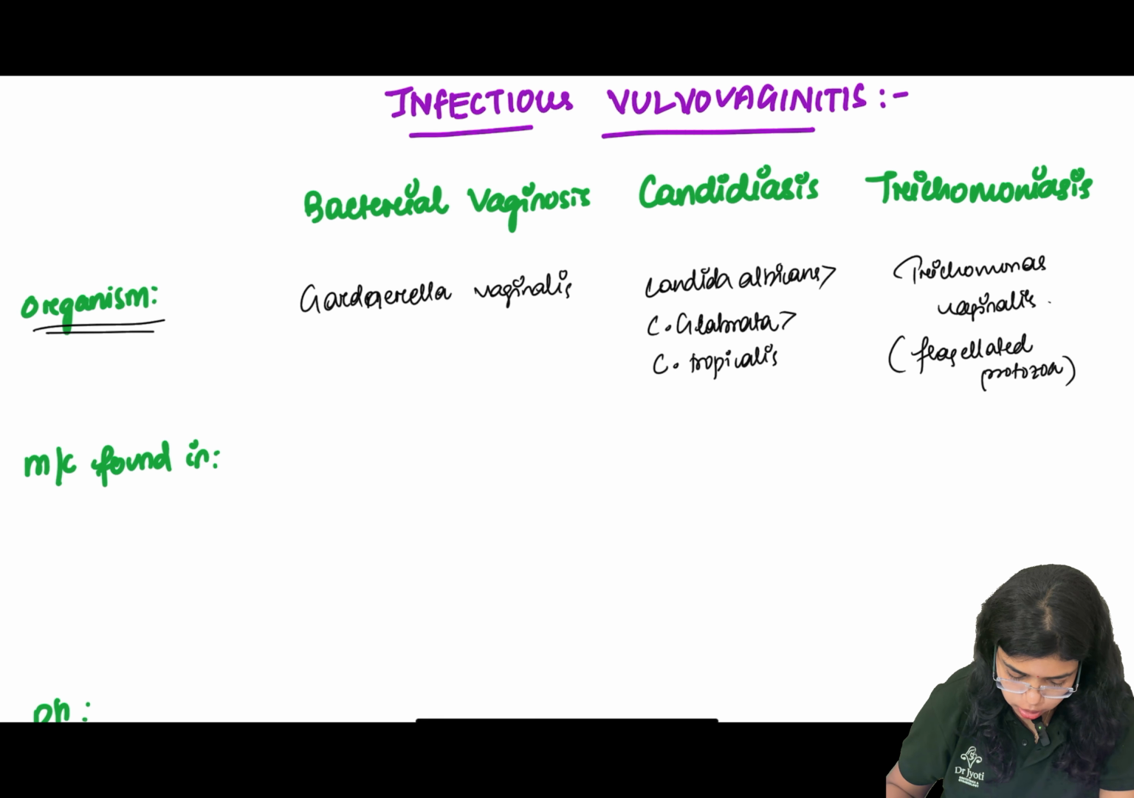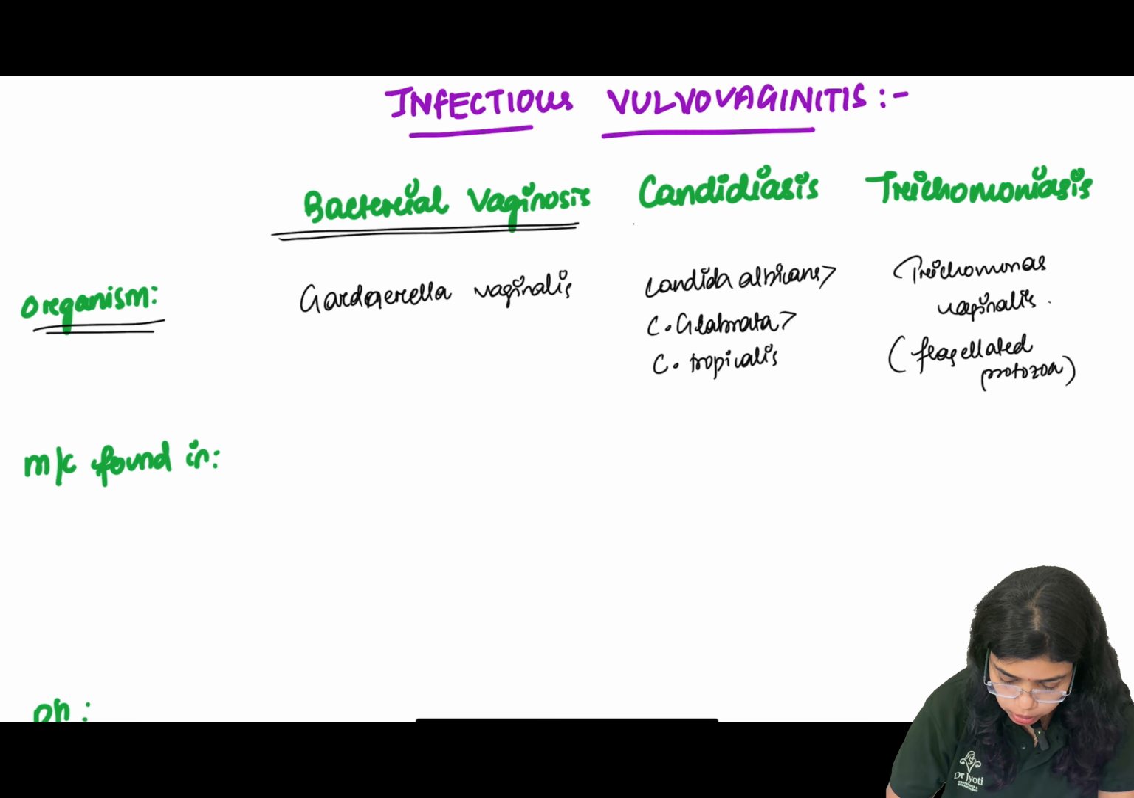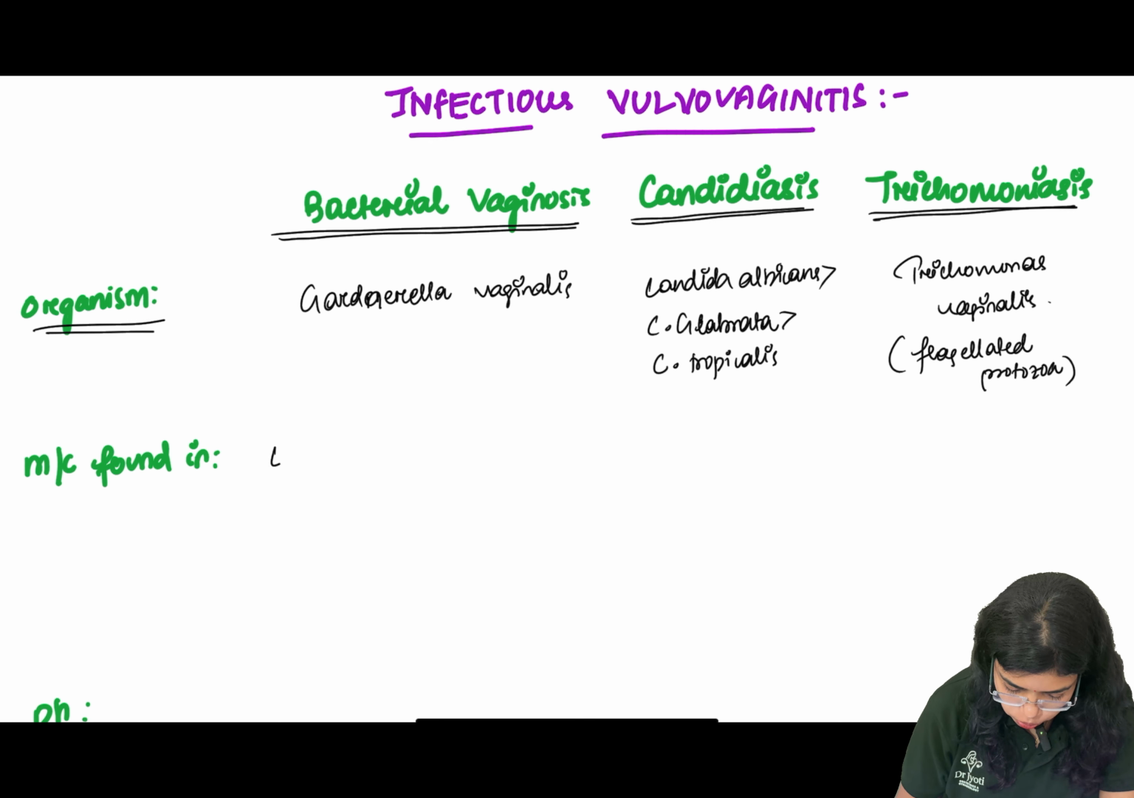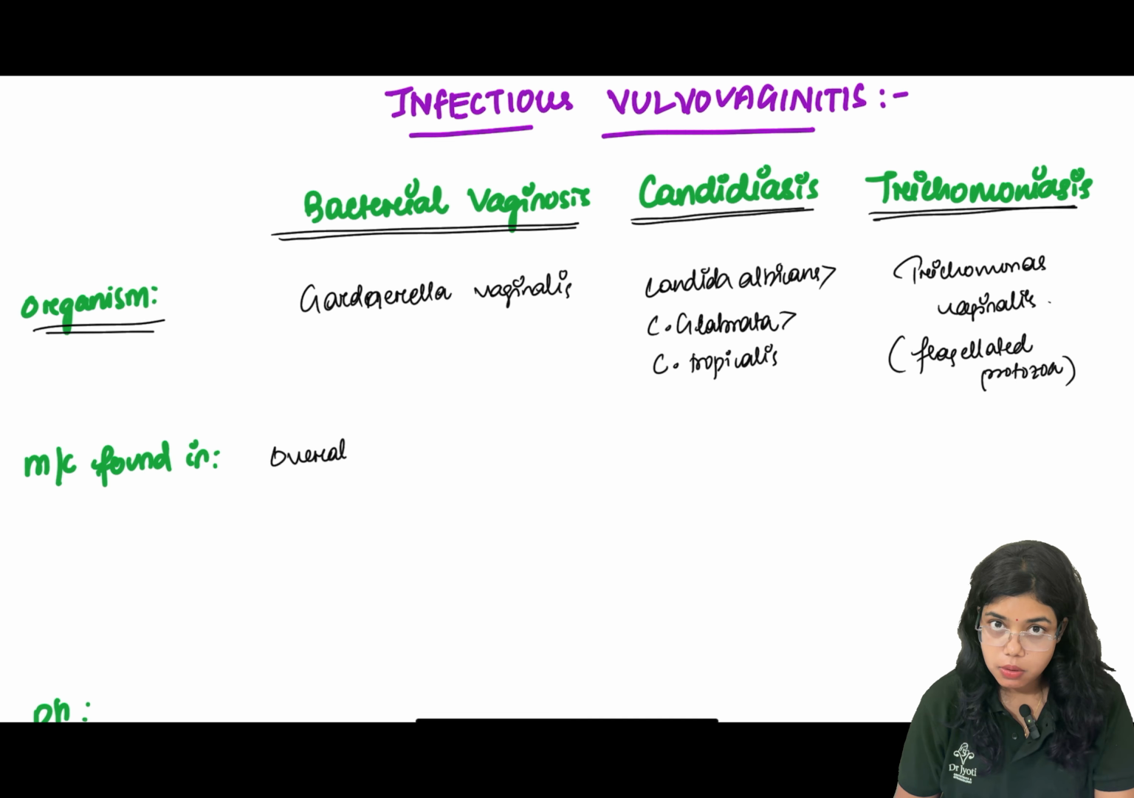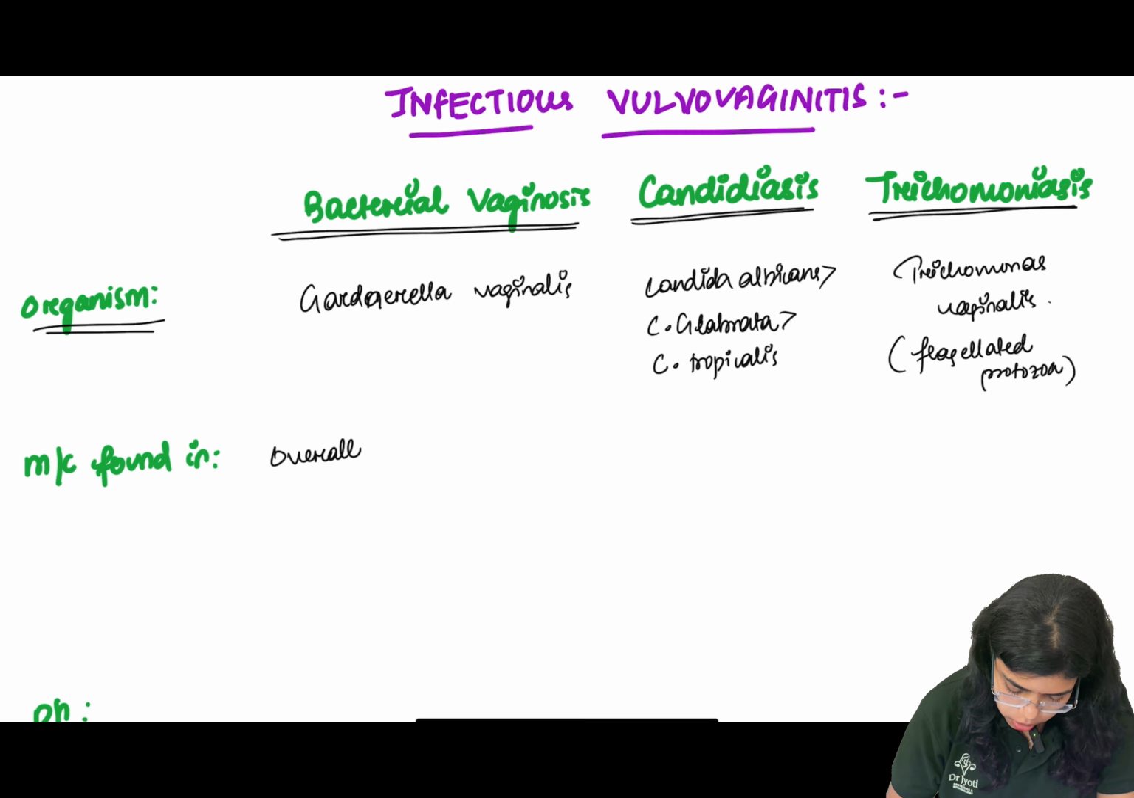Okay, and most commonly it is found in bacterial vaginosis. Overall, this is the most common type of infectious vulvovaginitis. Okay, the most common vaginitis overall is bacterial vaginitis.